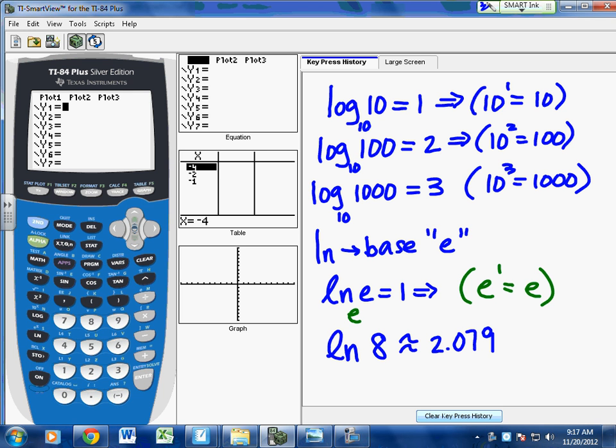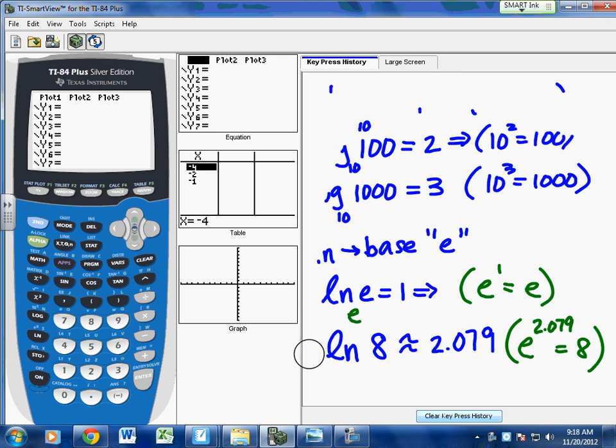Now, do this for me. Call up e, so go second division symbol, get e in your calculator, raise it to the power of the answer. Equals 8. Because this is actually saying e to the power equals 8. Okay?